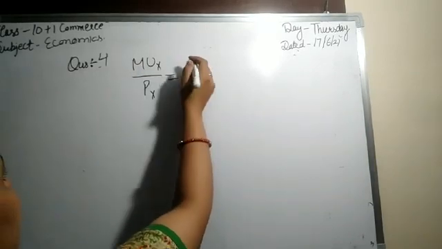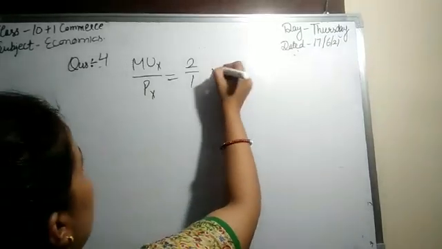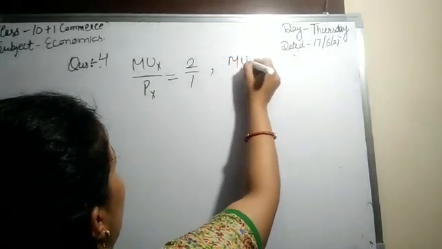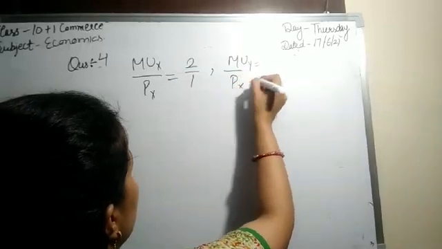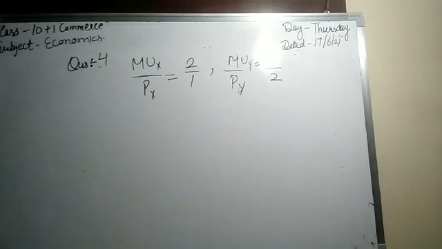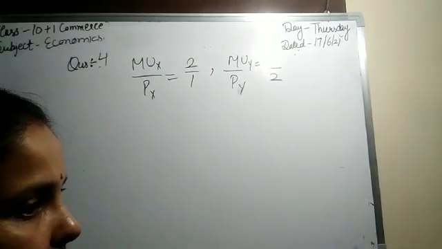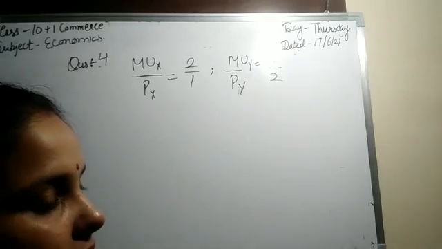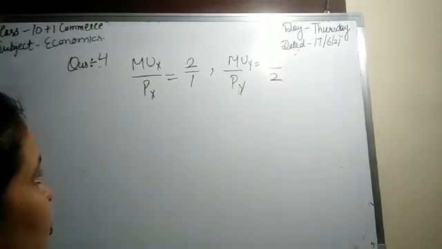Now the question is that the marginal utility of X good is 2 and its price is 1. The marginal utility of Y good is 2 and its price is also 2. Now the question is: is the consumer in equilibrium? If he is not in equilibrium, what will be his reaction? So now we have to discuss this.